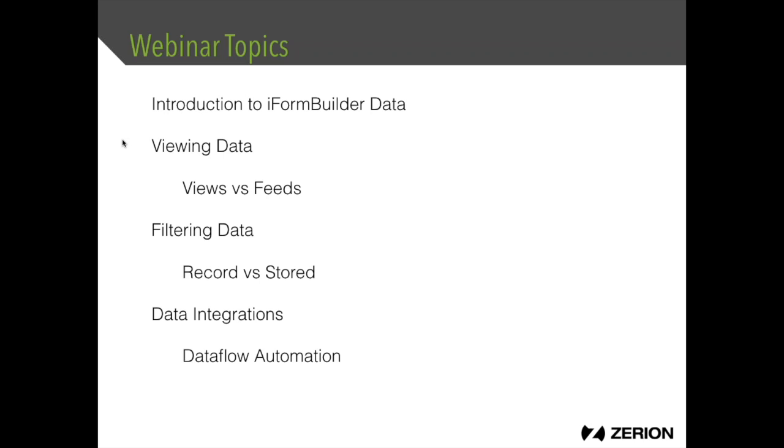After that, Barrett's going to be talking about filtering data. So we're going to be talking about taking that set of data and looking at a subset of it. Similar to viewing data, there are two primary ways you're going to be going about filtering your data, and those are going to be record filters and then stored filters. And Barrett is also going to talk about the pros and cons of each one of those and when you'd want to use them.